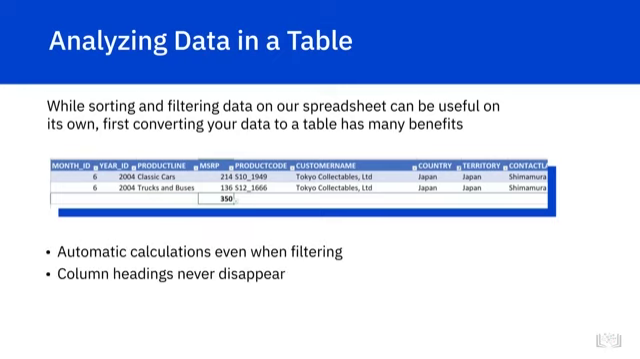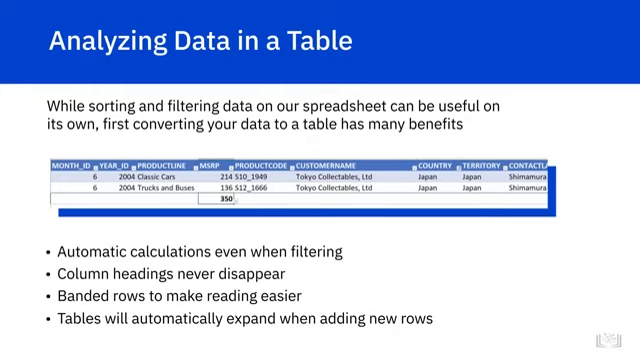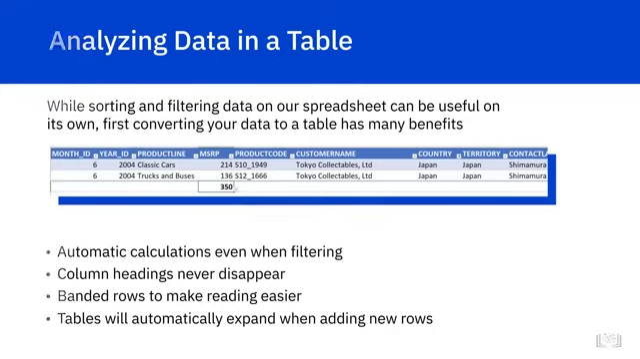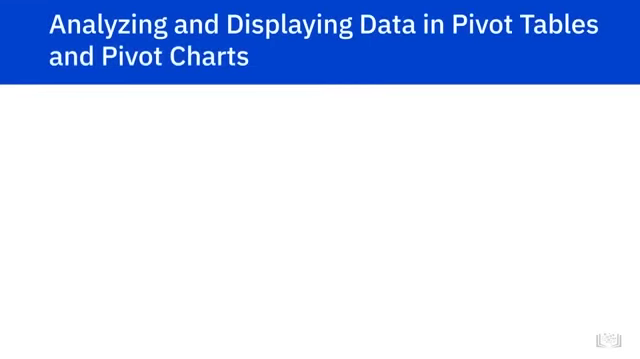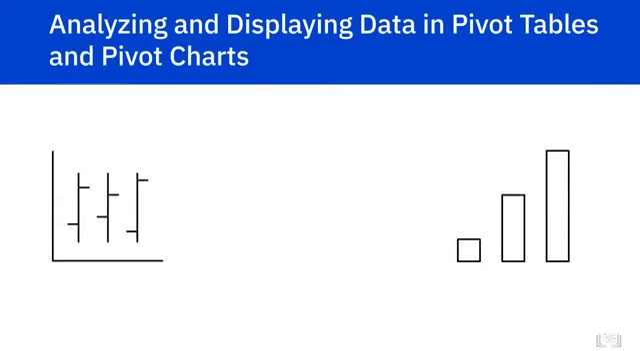Column headings never disappear. Banded rows to make reading easier. Tables will automatically expand when adding new rows. Sometimes data needs to be more organized than what a basic tabular format can give us, and creating pivot tables with charts can be a better way to analyze and display the required information.